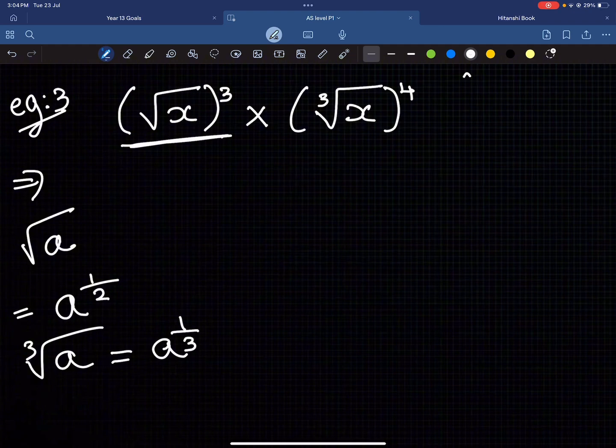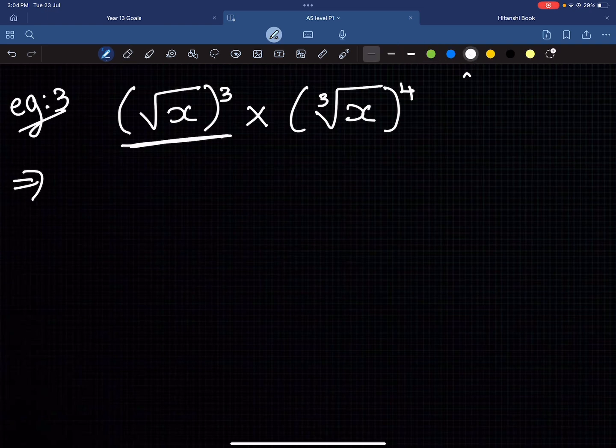I mean, this is something that we just learned, but I want you to remember these two cases because these are the cases you'll be asked most frequently. So that means root x becomes x raised to 1 by 2. And as you can see that root x is then raised to the 3rd power. That means what I have is that x raised to 1 by 2, that's the same as root x.